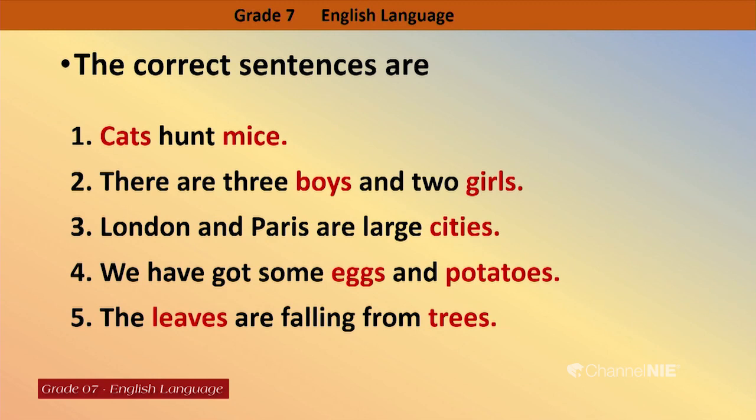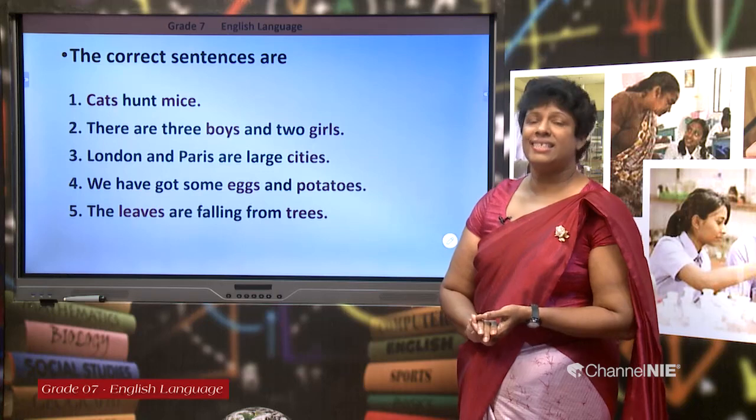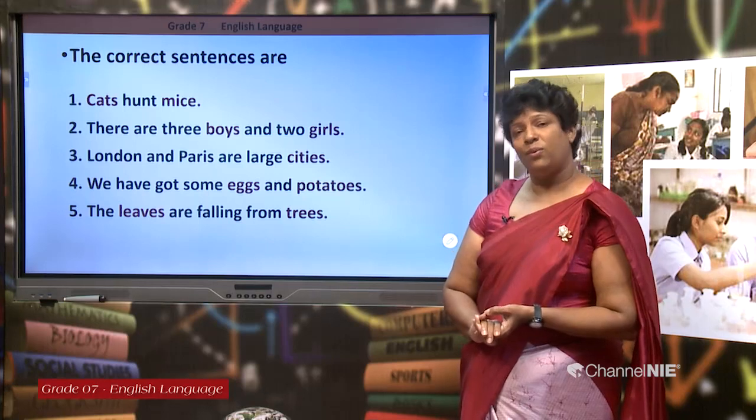Look at the spelling, C-I-T-I-E-S. We have got some eggs and potatoes. Eggs, 1 S, potatoes, E-S. The leaves are falling from trees. The leaves, L-E-A-V-E-S. Leaves are falling from trees. I hope you have got all the sentences correct. Now it's time to practice these things with you.